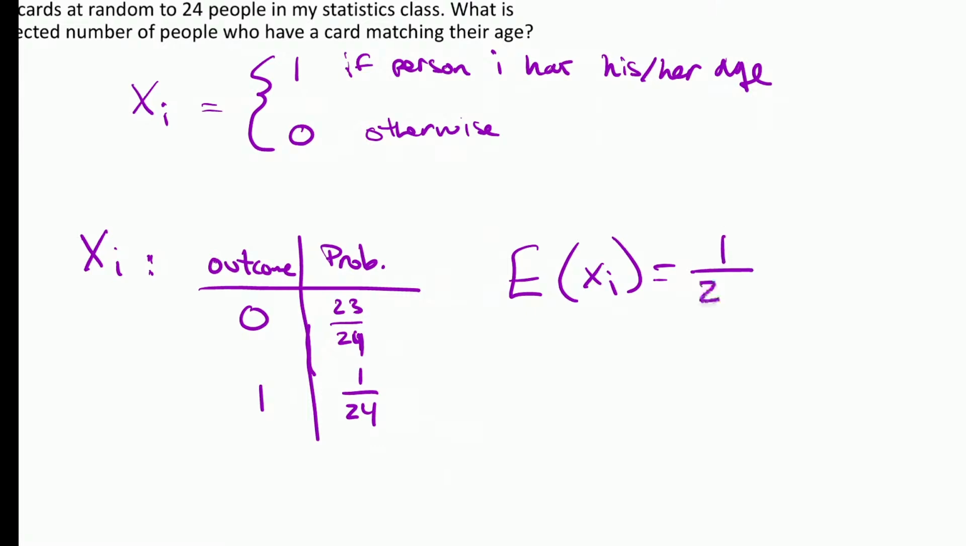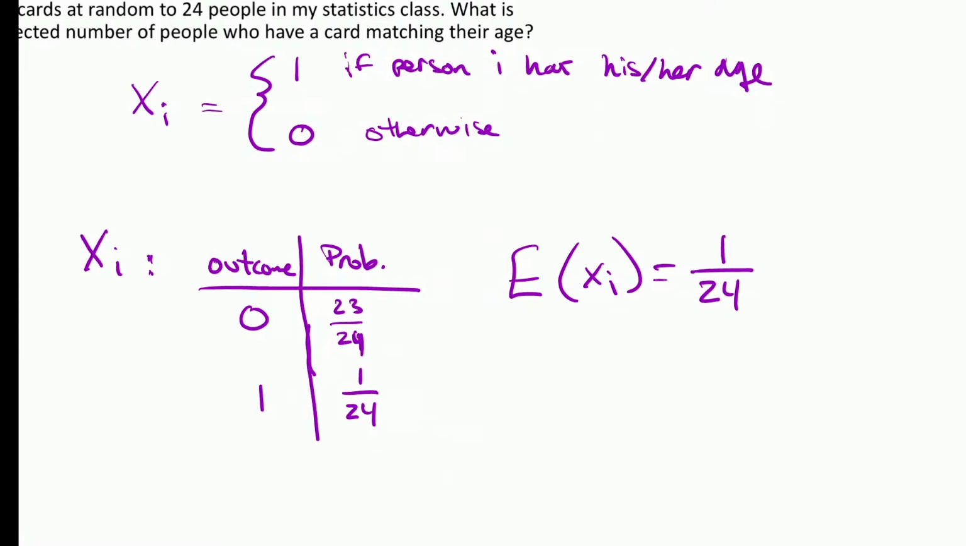So the expected value of person 1, when they say that, they might say 0, they might say 1. More likely to say 0 than 1. If I say, did you get your age? They're going, no, I didn't, 0. But on average, if I did this over and over again and kept shuffling, then on average the number that I got from person 1 would be 1/24th.